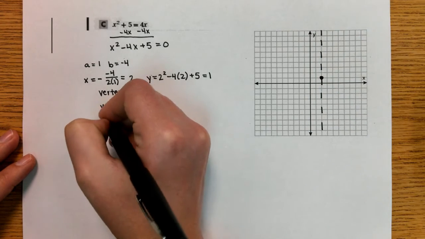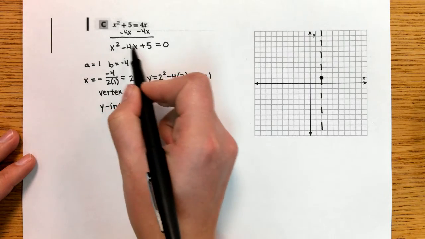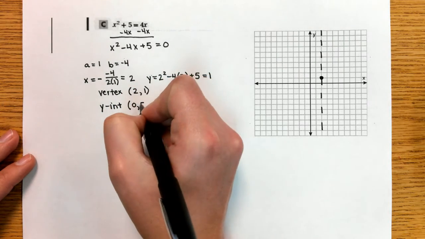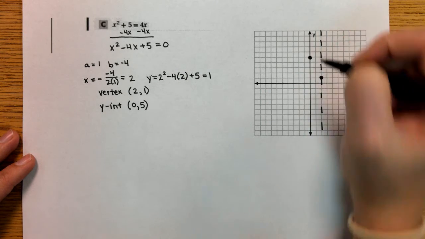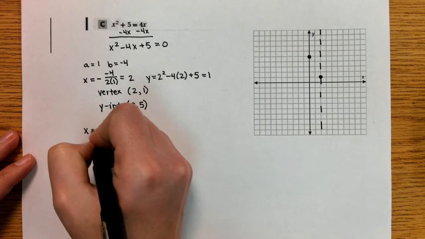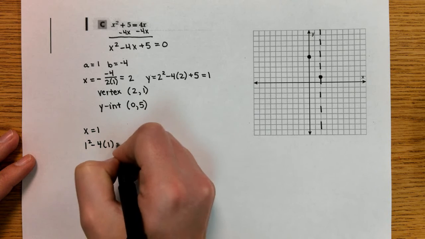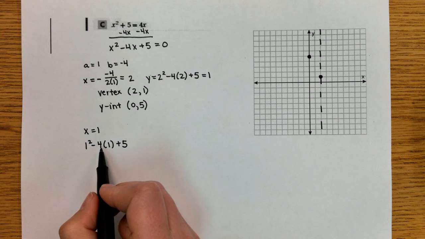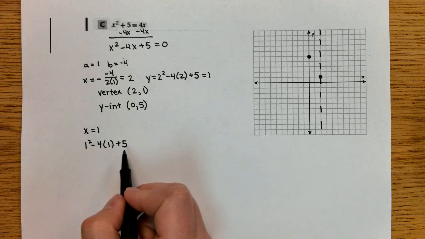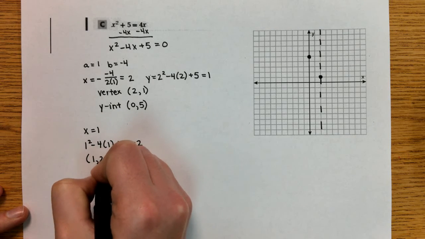And then to do my y-intercept, this is when x is 0. So if x is 0, these guys will disappear, and I'm left with 5. So 0, 5 is my y-intercept. So 1, 2, 3, 4, 5. And I'm going to get one other point, so let's see what x equals 1 gets us. So we're going to have 1 squared minus 4 times 1 plus 5. 1 squared is 1. And then 4 times 1 is 4, so 1 minus 4 plus 5, and that gives us 2. So another ordered pair would be 1, 2.